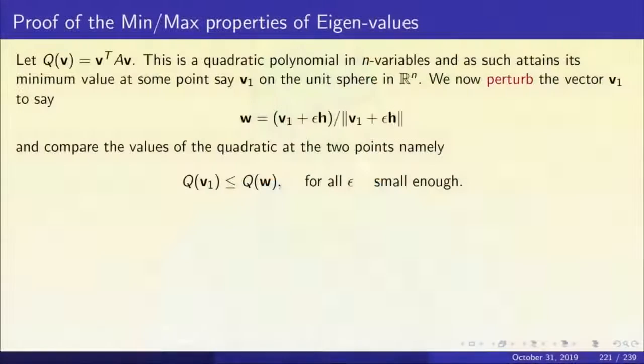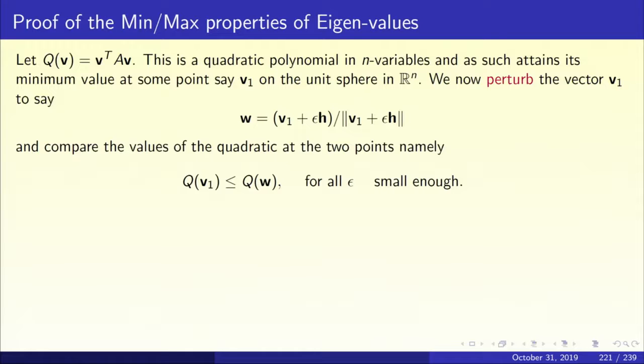So, this is the program. Let us carry out this program. Let us go to the proof of this result that I just stated. Now let us call the quadratic form Q(v). What is Q(v)? Q(v) is v transpose Av.